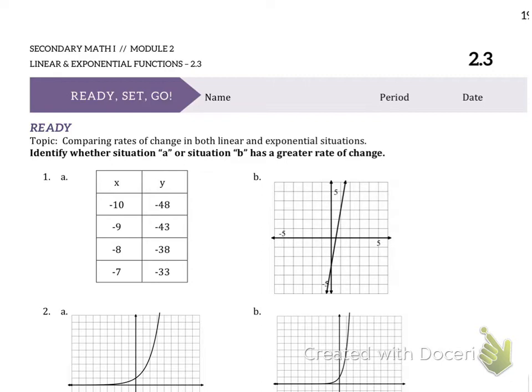Very first question here is comparing rates of change in both linear and exponential situations. You have to compare them. Identify whether situation A or situation B has the greater rate of change. And how can you do that? In order to find rate of change, it's just like a slope.